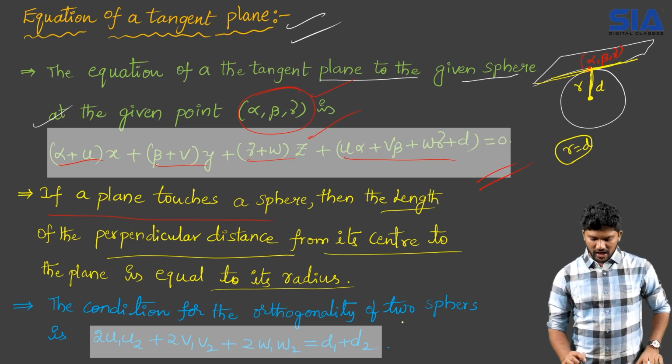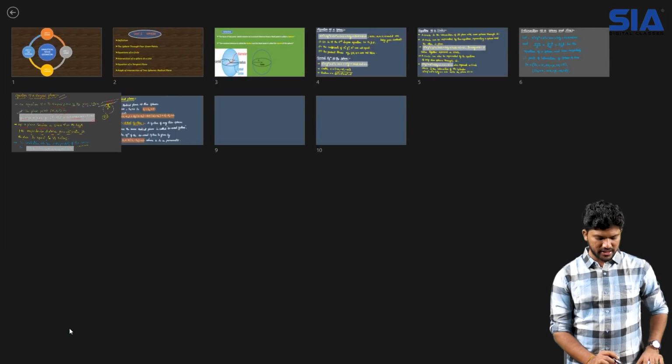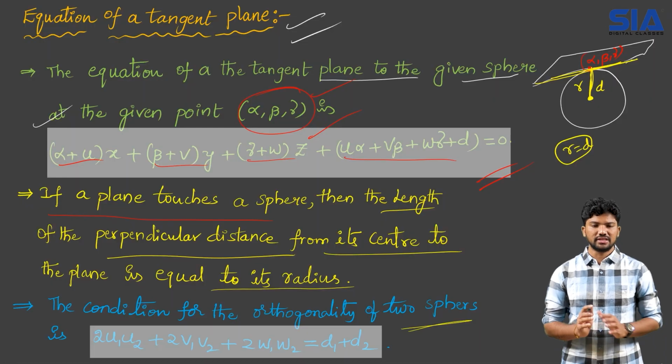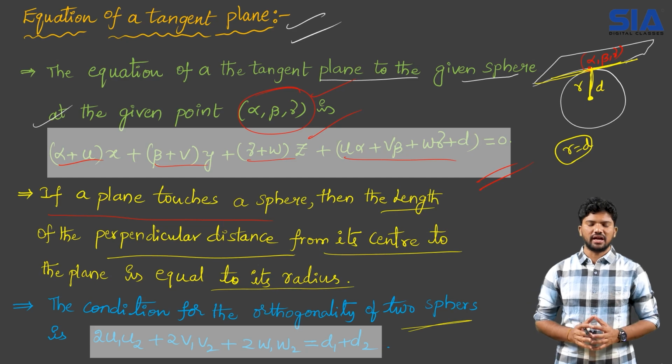The condition for the orthogonality of two spheres. So what is the orthogonality?